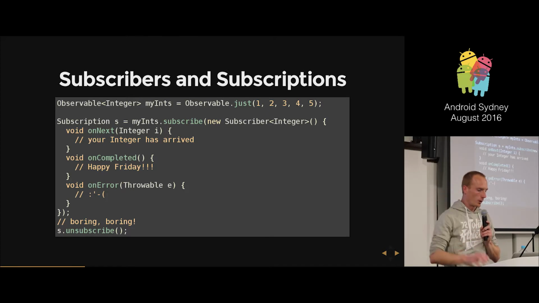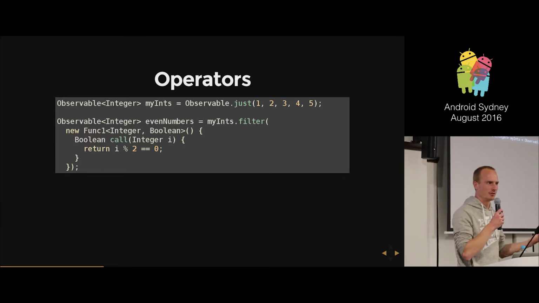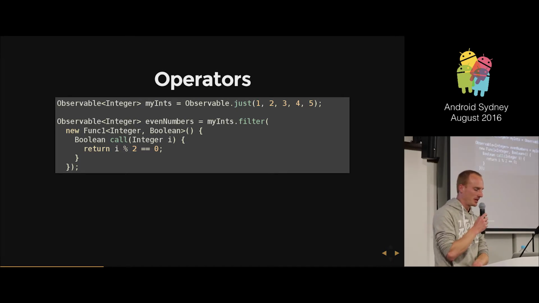So we can also modify data using operators. Operators are a big part of RxJava. So we'll do a simple example as well. I hate these examples, by the way, because they're so abstract that you don't really get anything from it, but we'll get to that. So again, we have our 5 integers, and then we can call .filter on this observable.